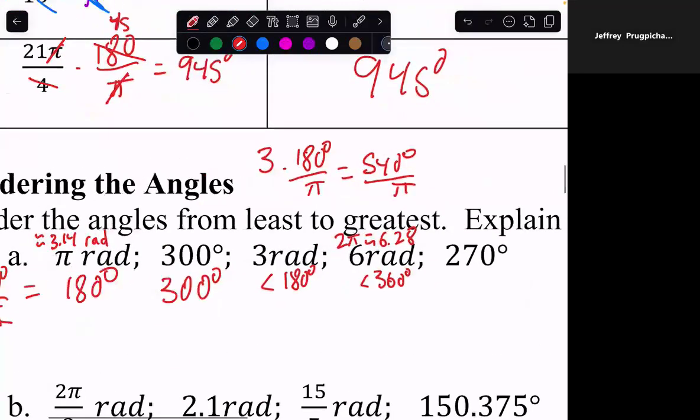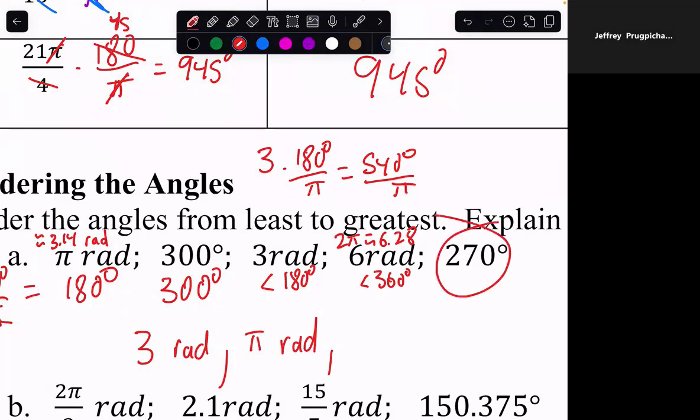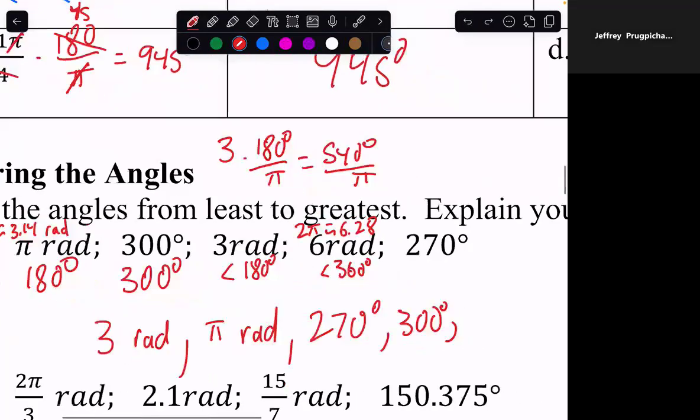So the smallest out of all of them, we know 3 radians is less than pi radians, so 3 radians is the smallest. Next up is pi radians. Next, obviously 270 is smaller than 300. But then what about the 6 radians over here? Well, 6 radians is only a little bit smaller than 360. So 270 first, then 300, and then the 6 radians is the biggest out of all of them.